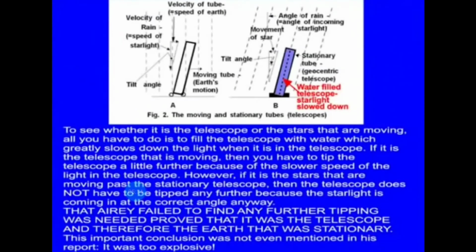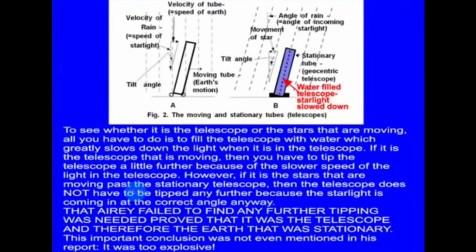Whether it is the telescope or the stars that are moving, all you have to do is fill the telescope with water, which greatly slows down the light when it is in the telescope. If it is the telescope that is moving, then you have to tip the telescope a little further because of the slower speed of the light in the telescope. However, if it is the stars that are moving past the stationary telescope, then the telescope does not have to be tipped any further because the starlight is coming in at the correct angle anyway.